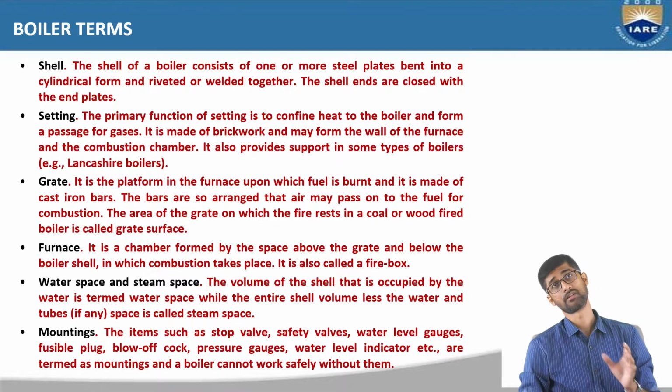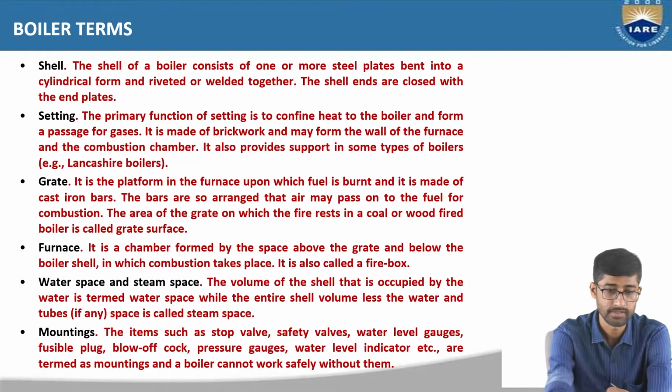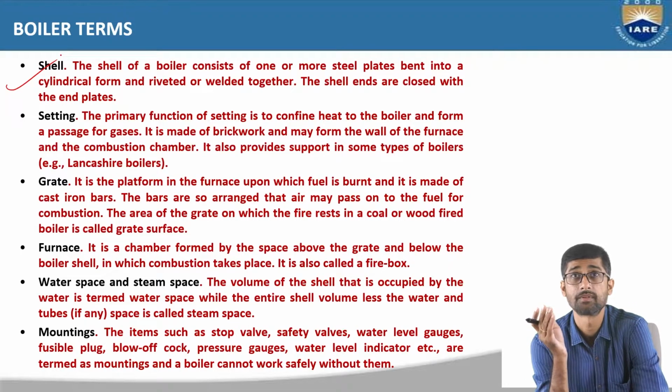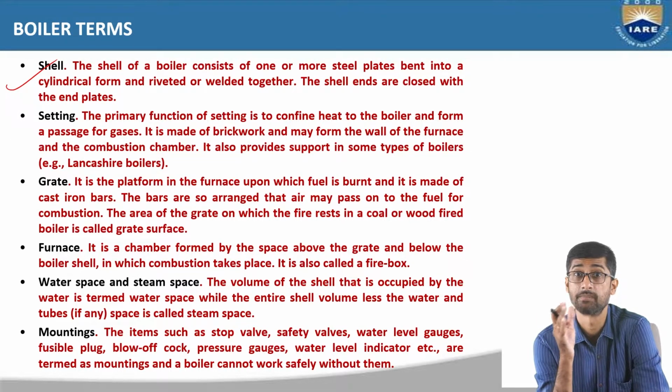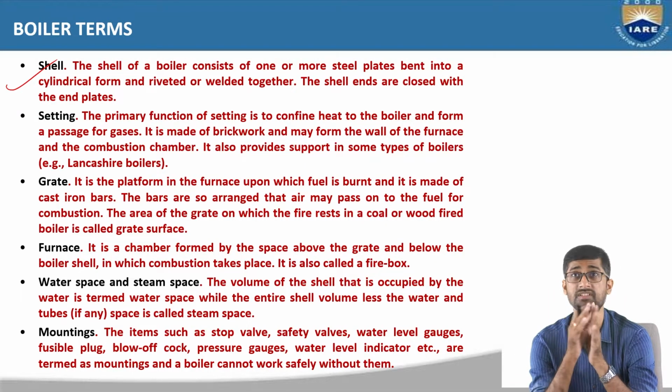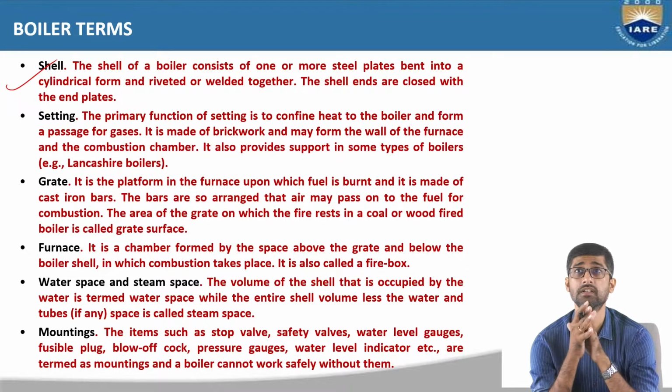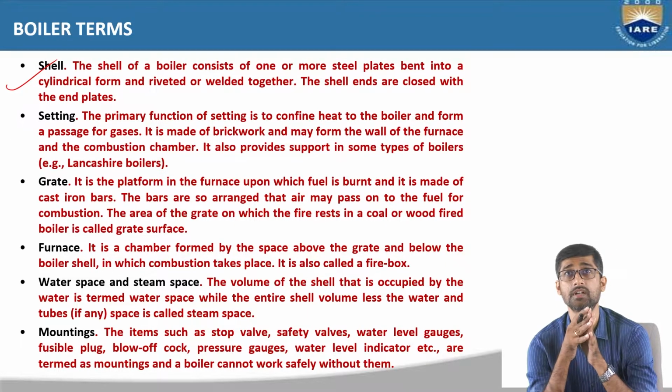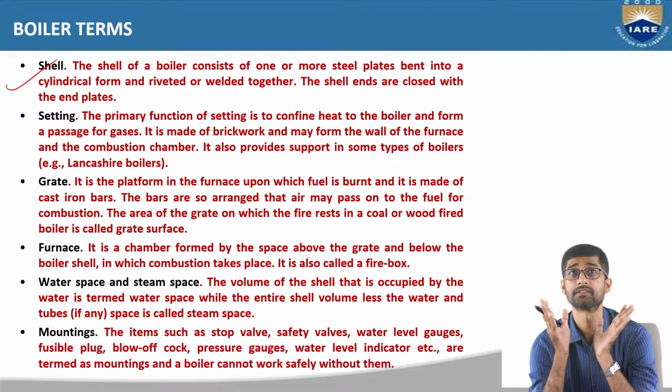Next, what are the terms we use in boilers? That is most important. The first point is the shell. What is the shell? The shell of a boiler consists of one or more steel plates. The outer part of the boiler is called the shell, and it consists of steel plate formed into a cylindrical shape and riveted or welded together. The shell ends are closed with end plates.